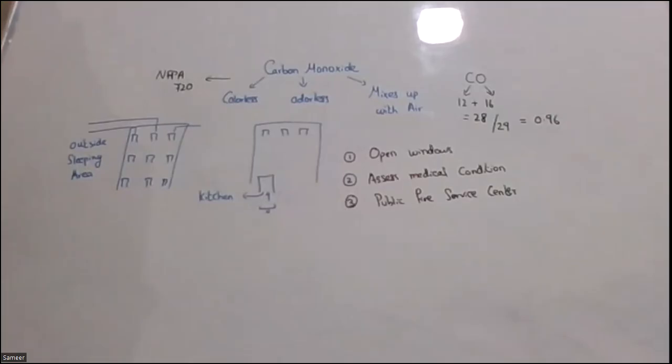So these are the three important steps that you have to take whenever carbon monoxide is detected in the atmosphere. The most important thing is that we need to ventilate the area, because it removes oxygen very effectively from the human body.